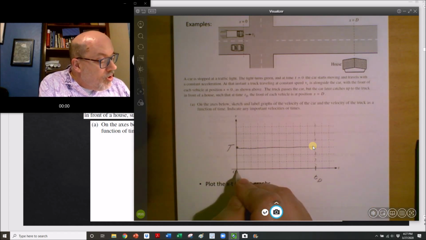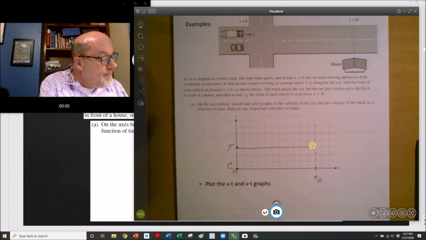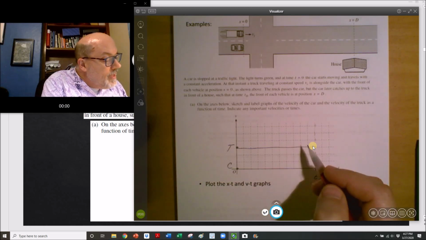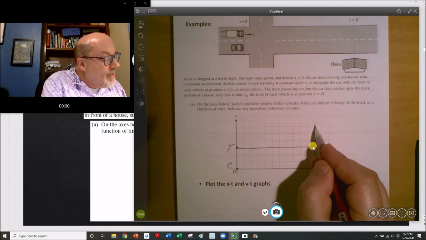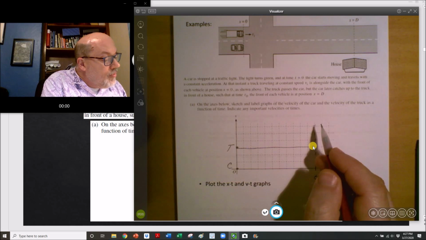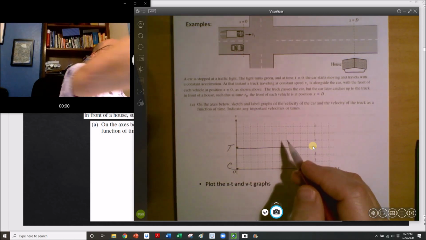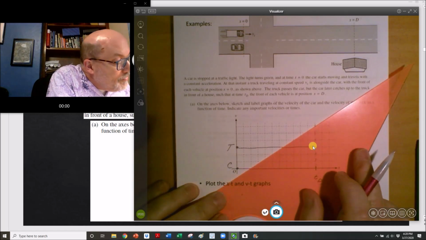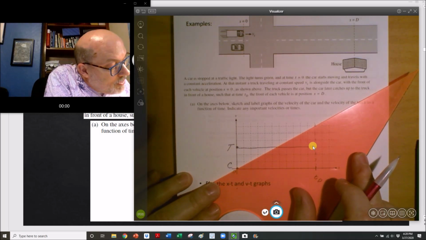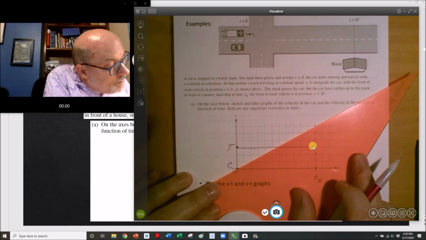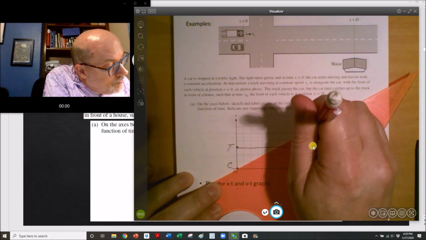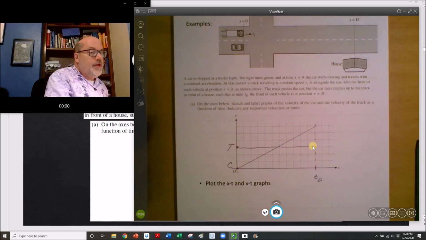And then the car starts down here. I'm going to label that as C. And then the car is going to have to end up at a higher velocity. Now, if I do this right, let me get a straight edge here. It's going to have a constant acceleration. All right, and there you go.